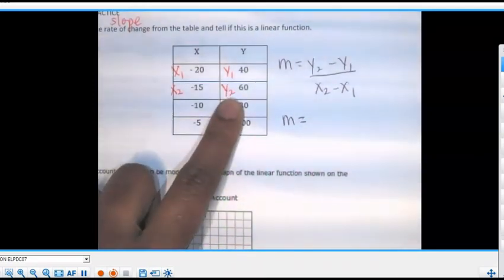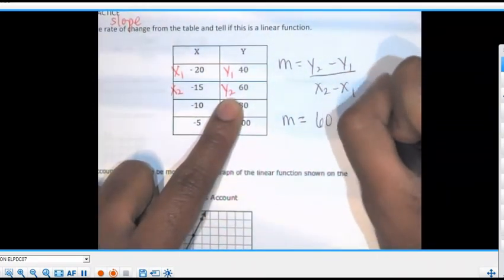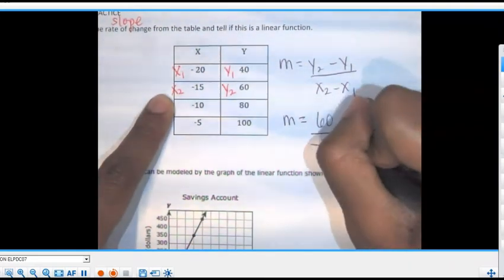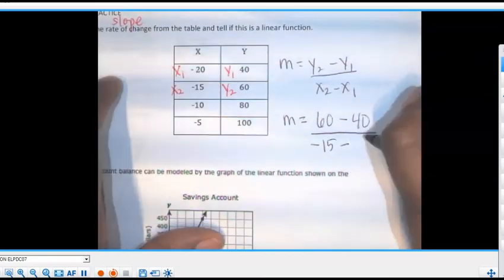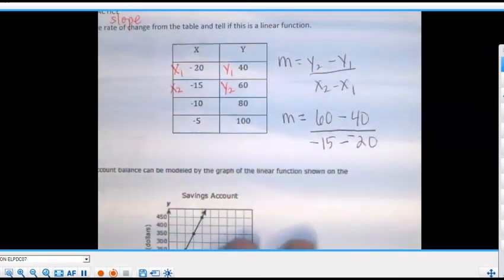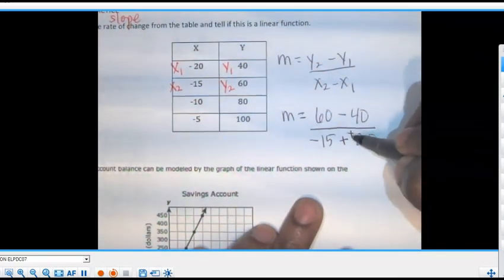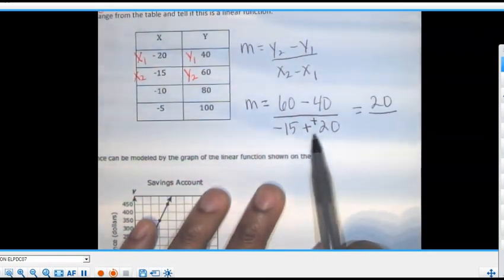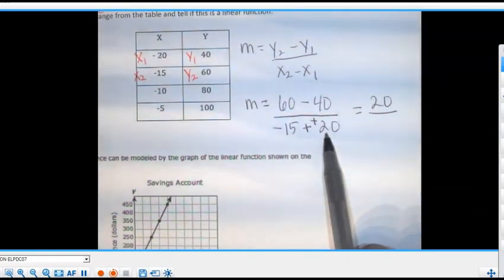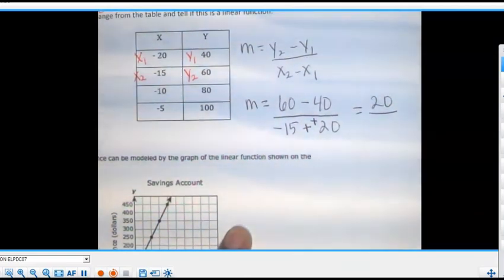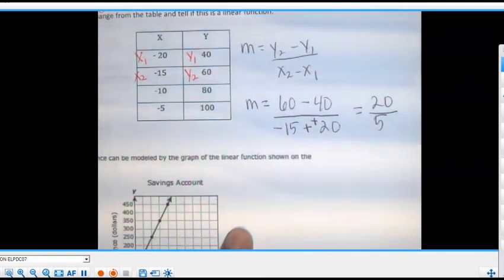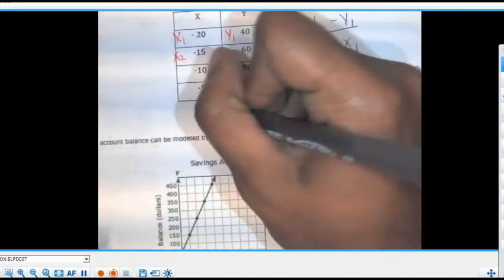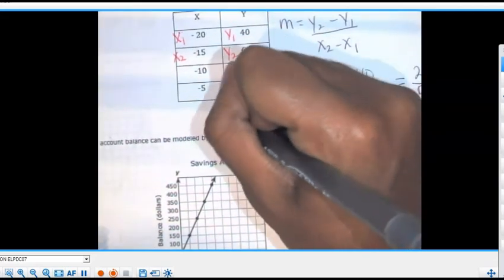So my y2 is the 60 minus y1 is the 40, divided by x2 is negative 15 minus negative 20. Be careful with those negatives and positives. First thing I do, I see minus minus, change it to plus plus. So 60 minus 40 is 20, divided by, and then here, this is a negative and a positive, so I'm going to subtract, keep the sign of the bigger number. So this is a positive 5. And the final answer is m is equal to 4. 20 divided by 5 is 4. Okay, so let me see where I can write it right here. m equals 4.